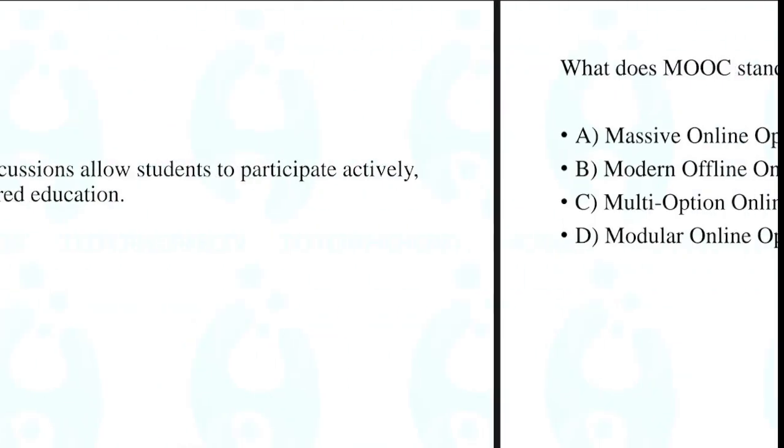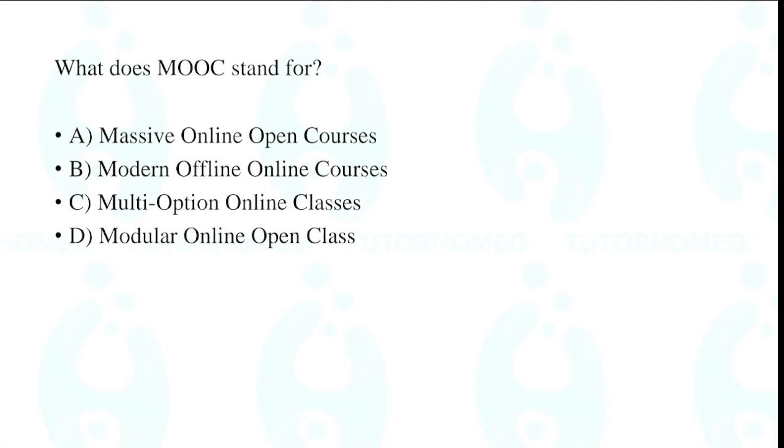The next question: what does MOOC stand for? Is it a massive online open course, or a modern offline online course, multi-option online classes, or modular online open class? We know the answer is what? A. That is massive online open course. Okay. See, MOOCs are basically designed to provide free access to high quality learning material to a large number of learners. Okay. High quality learning material, and that too free of cost, to a large number of learners. That is what massive online open courses are.